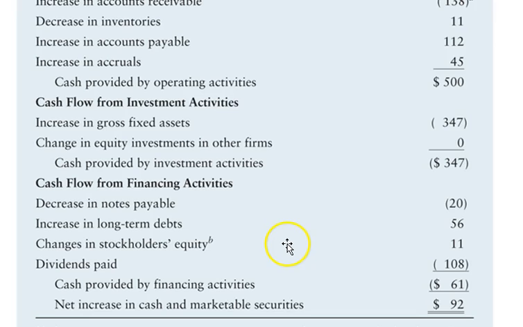Change in stockholders' equity. Issuing new stock could change stockholders' equity. Paying a dividend. If you pay a dividend, it's going to decrease your cash. Pretty obvious. So cash provided by financing activities. If I add the 3 of these together, the 500 from operations minus the 347 from investment activities minus the $61 from financing activities, we get a net cash increase of $92.